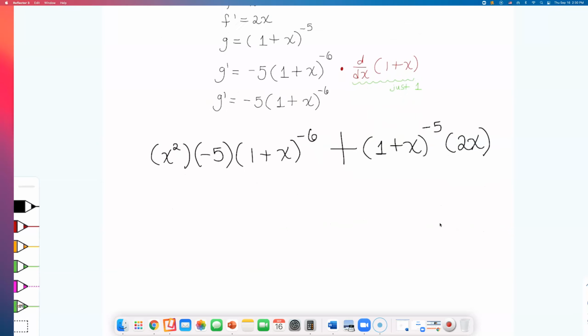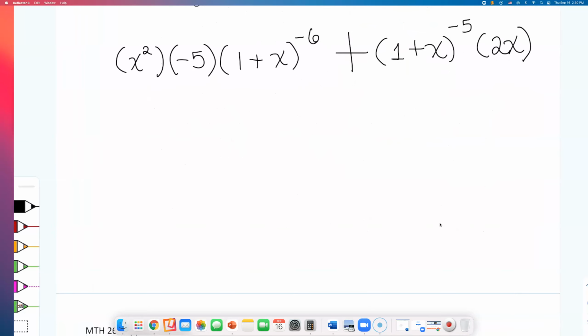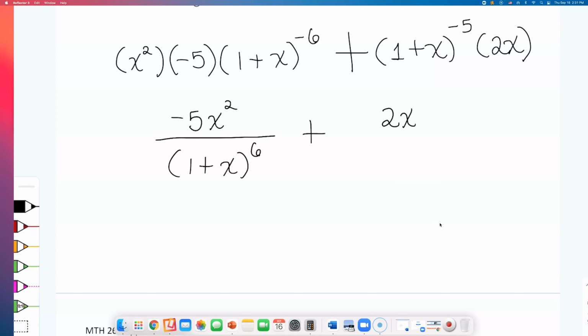Now we wrote down the derivative. Now what we have to do is just to simplify this to make it a little bit prettier, okay? All right, what can we do? I can make the first fraction to be negative 5x squared divided by 1 plus x to the 6th power. I can make the second one to be 2x on top. Because 2x's exponent was positive 1, that's going to remain on top. But what goes to the bottom? 1 plus x to the positive 5th power.